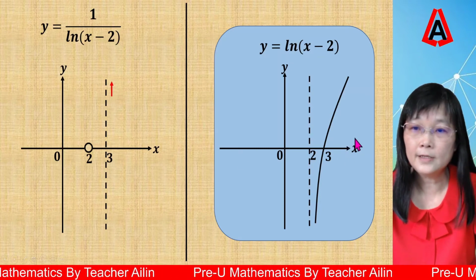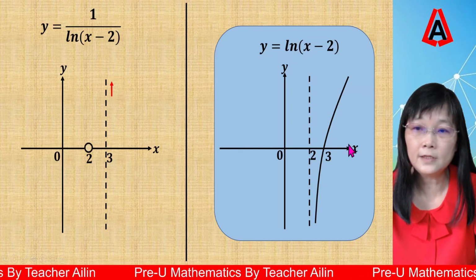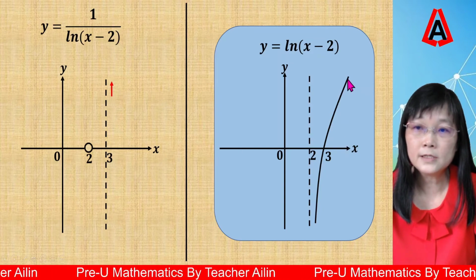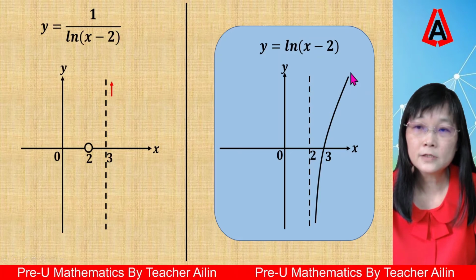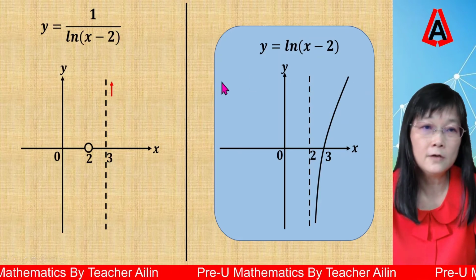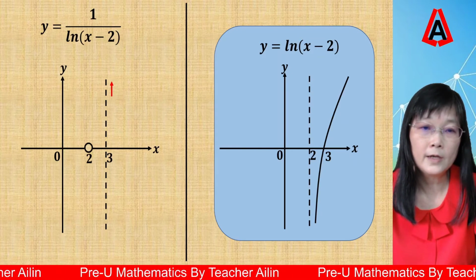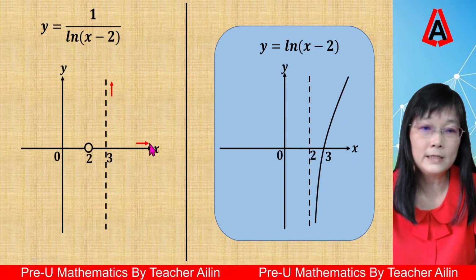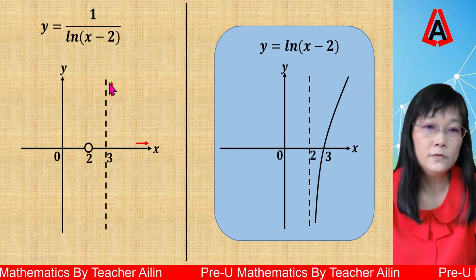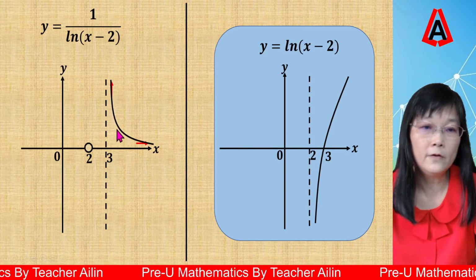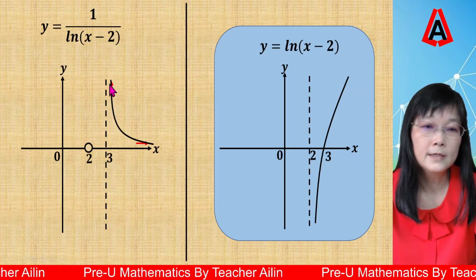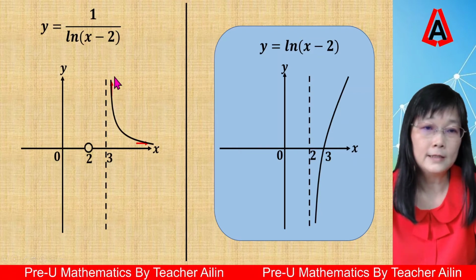Then when x is positive infinity, y is positive infinity. So when y positive infinity is converted to the reciprocal function, the value of y becomes 0 but on the slightly positive side. So now when we combine all the values of y, this curve is like this.